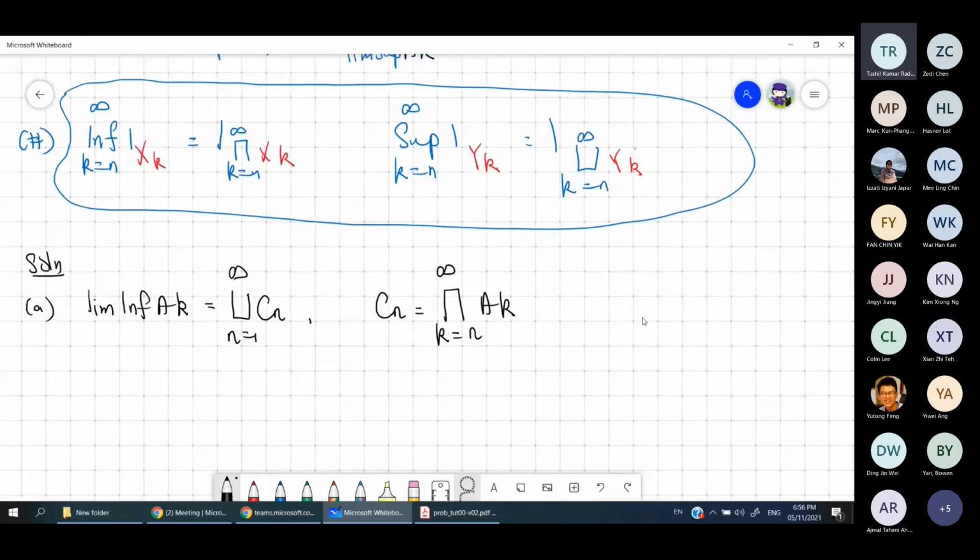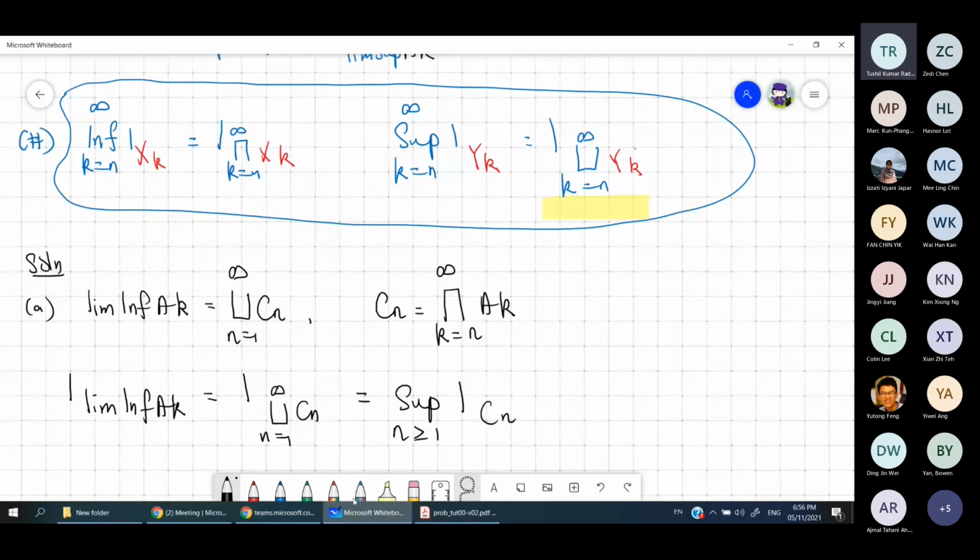So using this, then we can write this is equal to 1 of the union of Cn. Which formula? So this formula, right? You can see we are using this formula. So then we can see this is equal to the supremum of n greater or equal to 1 of 1 Cn. Using this formula, Cn equals Yn.